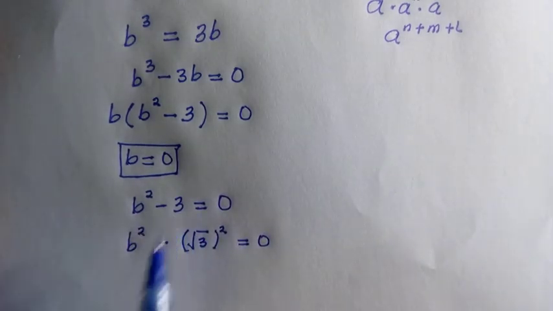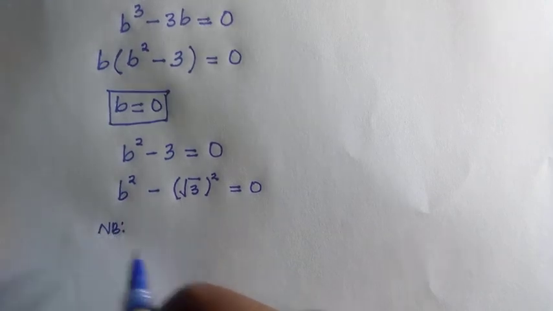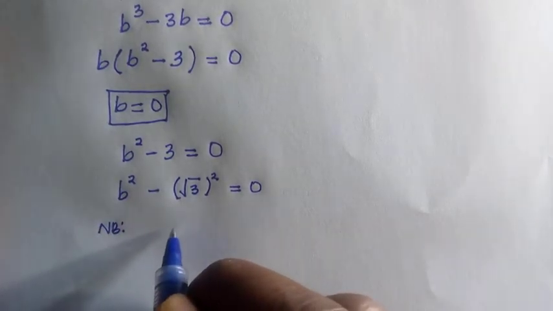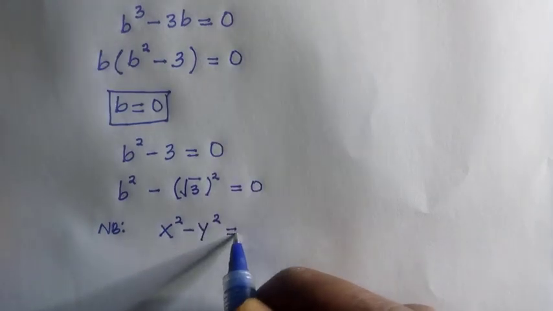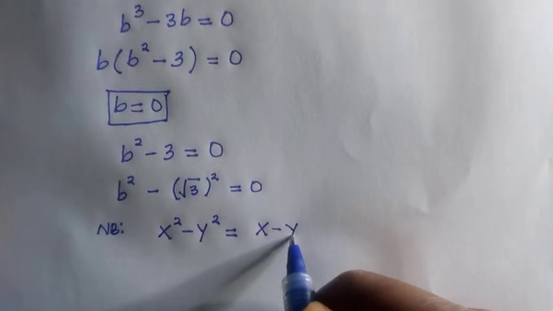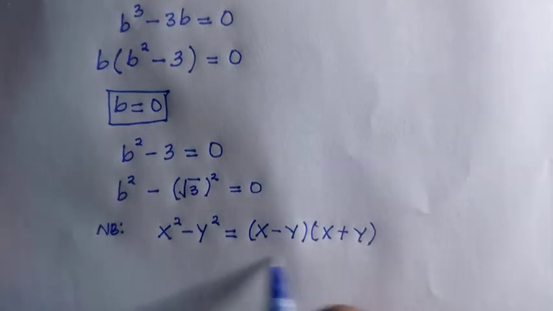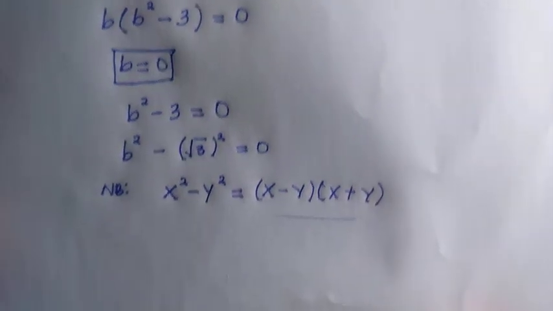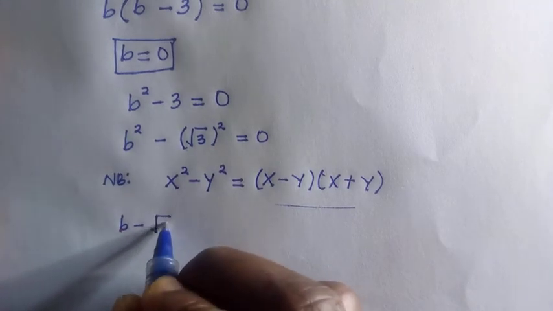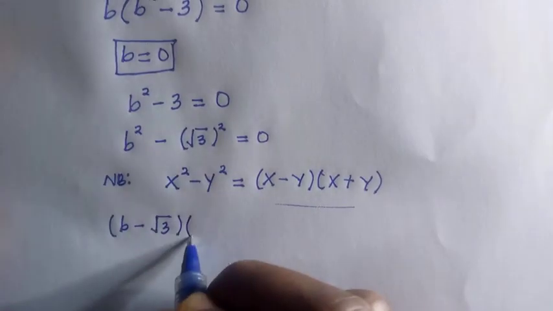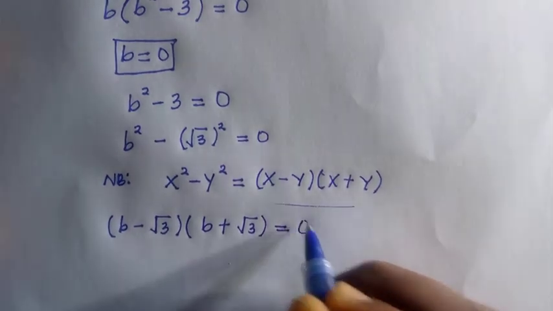So this and this, they are also the same. And also we note that anytime we have x squared minus y squared, this is the same thing as x minus y, open bracket, x plus y. And here is a difference of two squares. So for this expression, we are going to write it as b minus root 3, open bracket, b plus root 3, and everything equals 0.